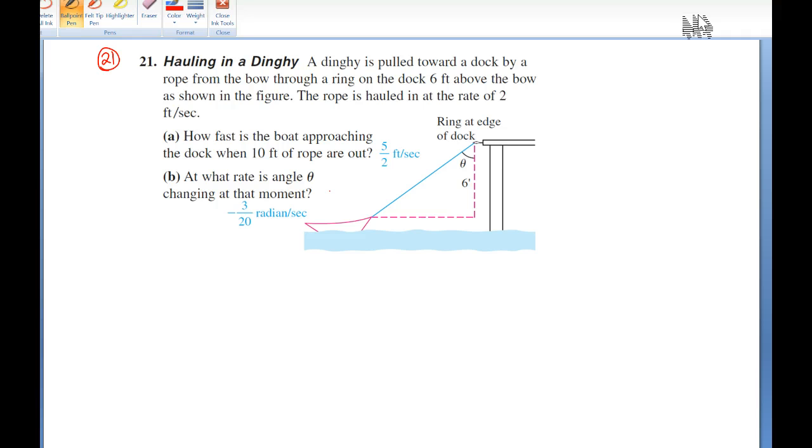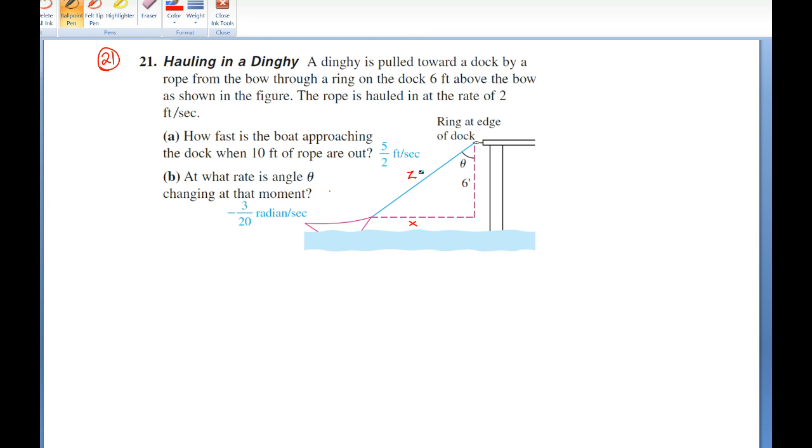So a dinghy is pulled toward a dock by a rope from the bow through a ring on the dock 6 feet above the bow, as shown in the figure. The rope is hauled in at the rate of 2 feet per second. What do you want to call that? I want to call it x. You want this one to be x and this one to be y? We already have it at 6 feet. You're right. What do you want to call that? Z, do we need Z?